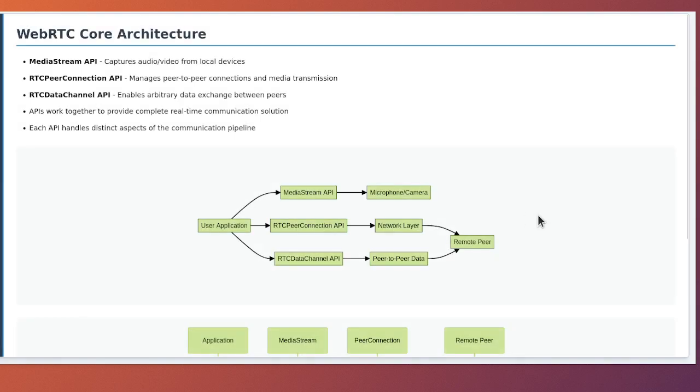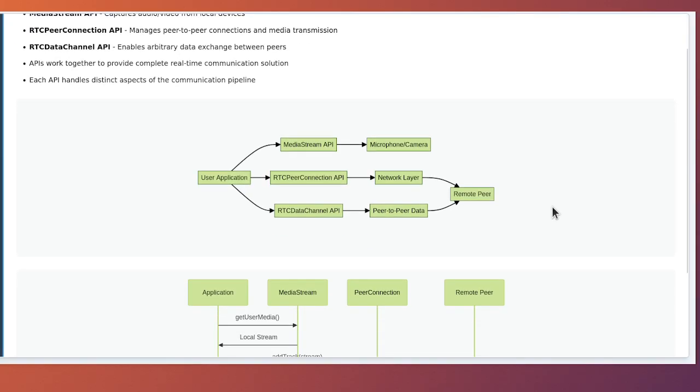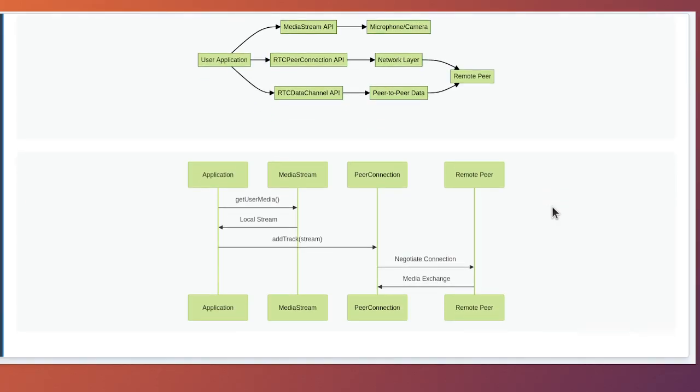WebRTC Architecture Components. Understanding WebRTC's architecture requires grasping its three fundamental APIs that work together to enable real-time communication. Each API serves a distinct purpose and handles different aspects of the communication pipeline. These APIs are designed to be used in combination, creating a complete solution for peer-to-peer communication in web browsers.